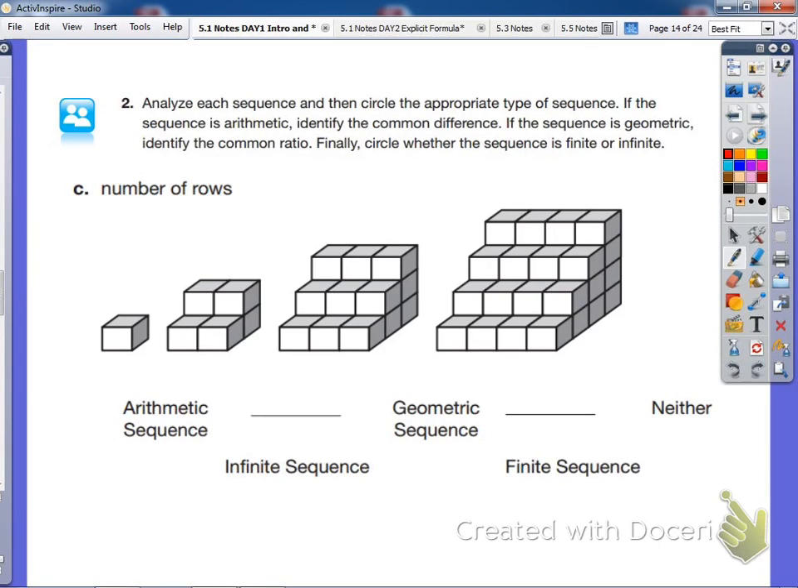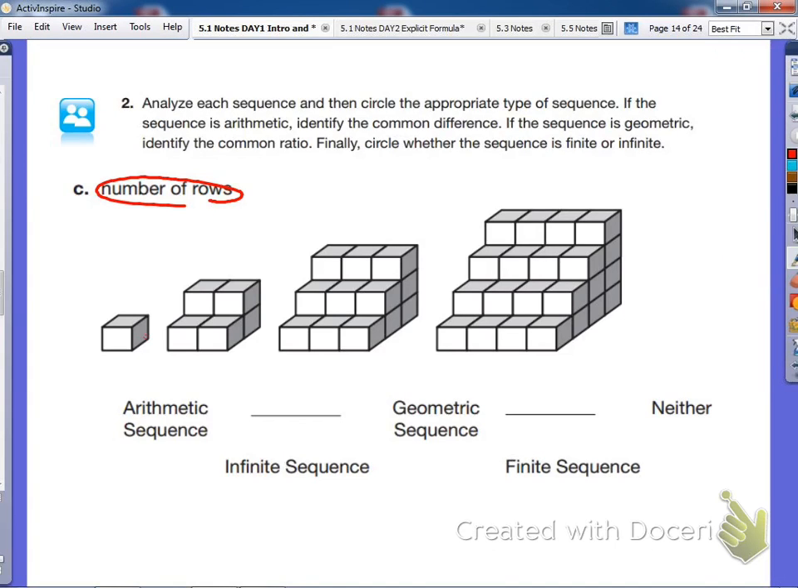Okay, now it's the number of rows. Here I have one row. Here I have 1, 2, 3 rows. Here I have 1, 2, 3, 4, 5, 6 rows. You with me on that? Yeah. The number of rows.